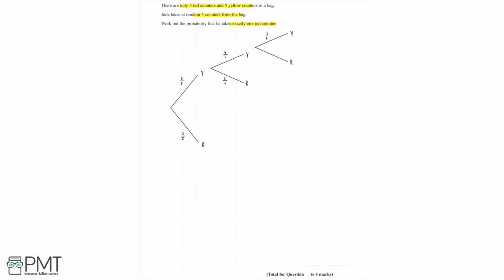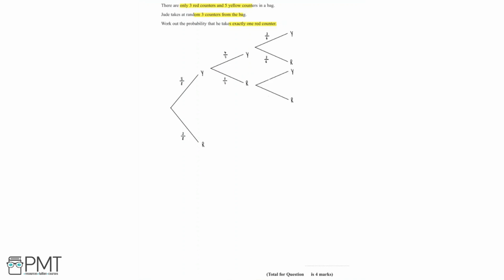Now the number of red counters still hasn't changed, because he's only taken yellow counters. And so the probability of taking a red counter on the third go would be equal to 3 out of the new total of 6. Now let's imagine that he chooses yellow and then red, and so we need to find out the new probabilities for the third go. We found that if he takes a yellow counter the first time, the probability that he takes a red counter the second time would be equal to 3 out of 7.